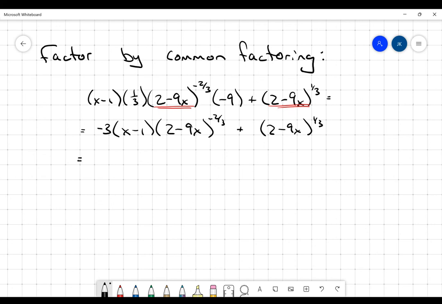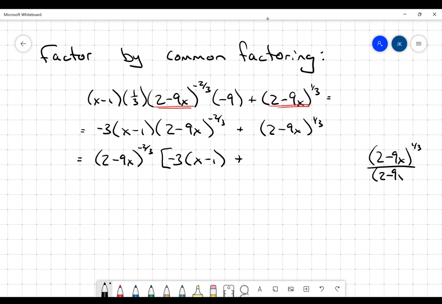Okay, now what we're going to do is take out what's common, and I can see I've got this 2 minus 9x. I'm going to take out the one with the smaller exponent, so to the -2/3. That is going to leave me with -3 x minus 1 from that first term, plus, and then remember that I've got this power here, this 2 minus 9x to the 1/3, and I'm going to divide out the 2 minus 9x to the -2/3.